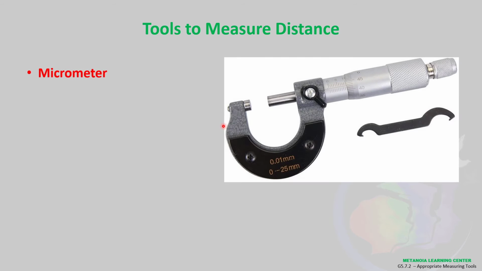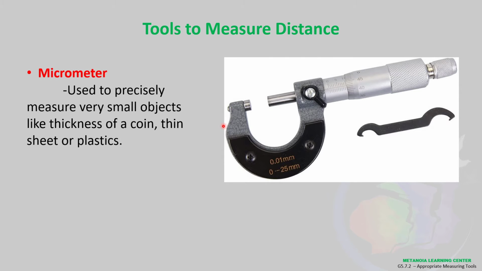Okay, first is the micrometer. A micrometer is used to precisely measure very small objects like the thickness of a coin, thin sheets, or plastics. So, the very, very small things that you can't measure using rulers, the usual measuring tools that you have with you. So, we use the micrometer for smaller ones that have a smaller unit of measurement.